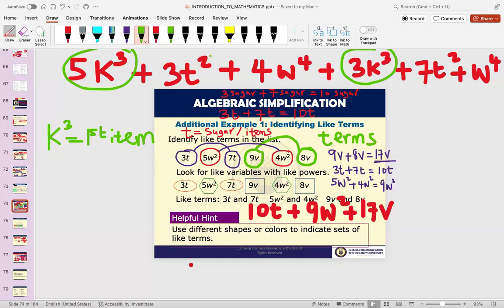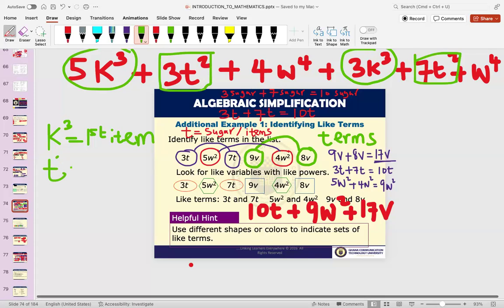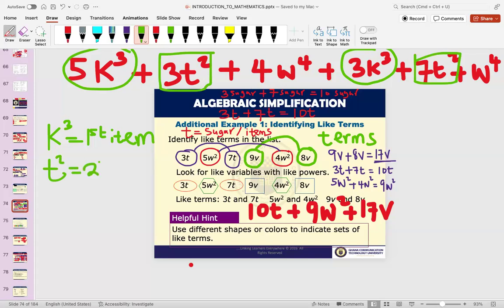Then after that, I see another one. I see t squared, I see another t squared. Because they are all t squared, I can put them together. So that t squared is also representing a second item. And then finally, I see w to the power 4, I see w to the power 4. It means I can put the two together, and this w to the power 4 is also representing a third item.